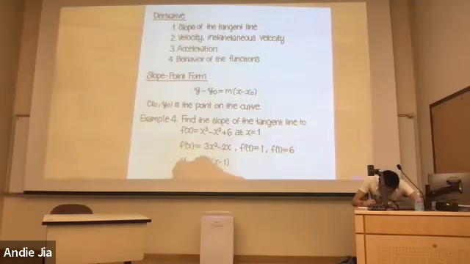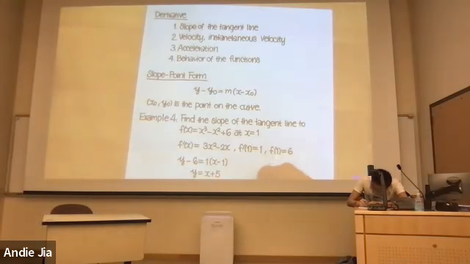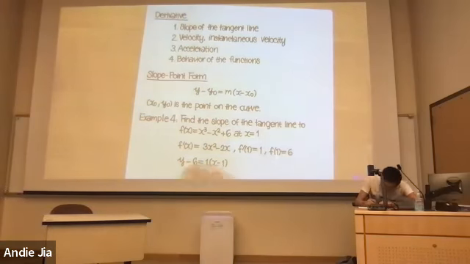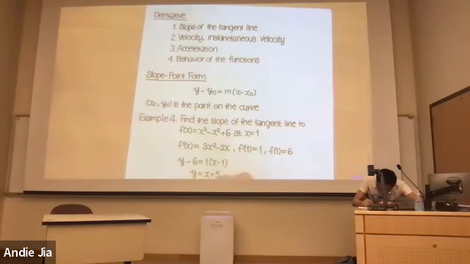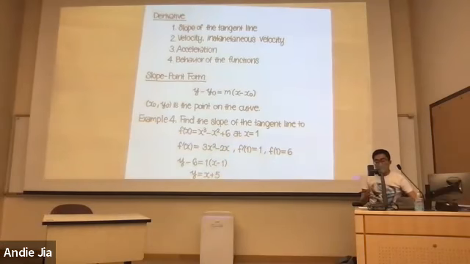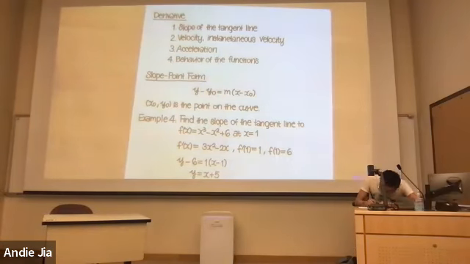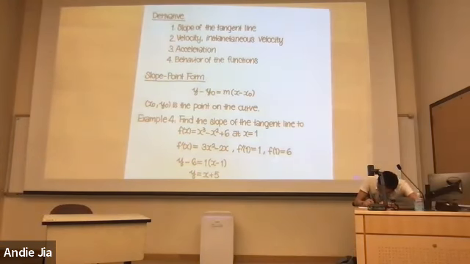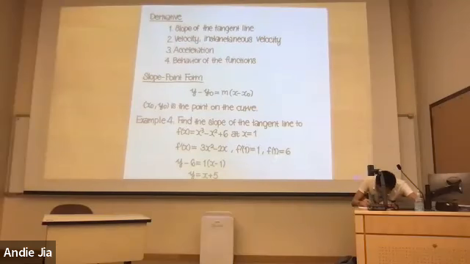Find the slope of the tangent line to the curve g of x equal to the cube root of x, at x equals 8. Okay, this is just g of x equal to x to the 1/3. So basically what we find is g of x is x to the 1/3 at x equal to 8.